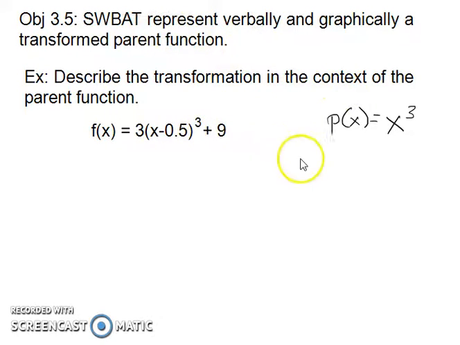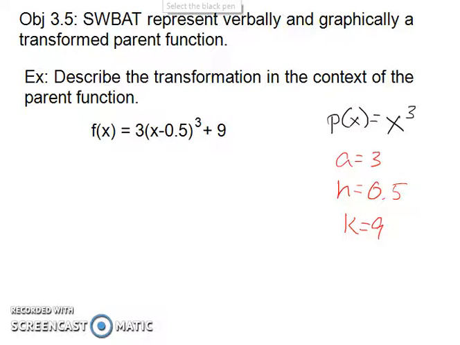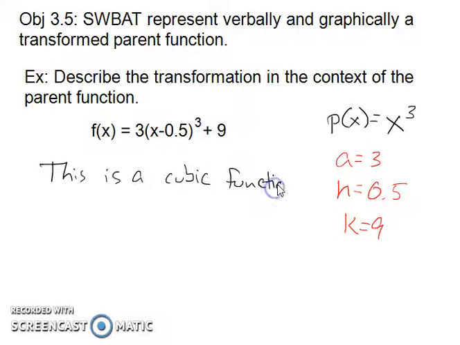So again, just like last time, we have an a and an h and a k. Our a is 3. Our h is 0.5, positive because it's the opposite of what it looks like, and then our k is 9. Again, you can write up your description in whichever order you want, but we'll start this time by saying what type of parent function it is. So I'm going to say this is a cubic function, and that's our vocabulary that we learned in objective 3.3 about function families. So this is a cubic function, and then we'll say how it's been transformed.